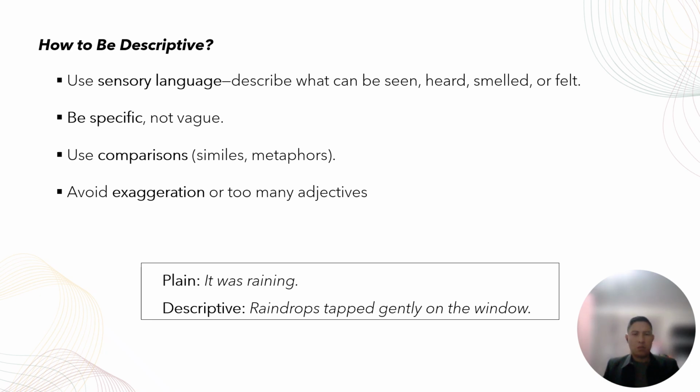Don't just say it was raining. Instead, say raindrops tapped gently on the window. Be specific. Say vendors shouted prices while tricycles honked on the crowded street, rather than it was noisy. Short, sensory descriptions create mental pictures that make your listeners feel the story.